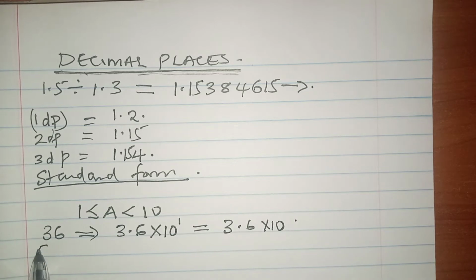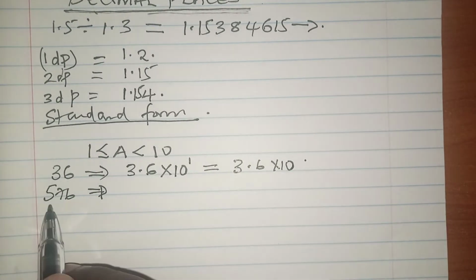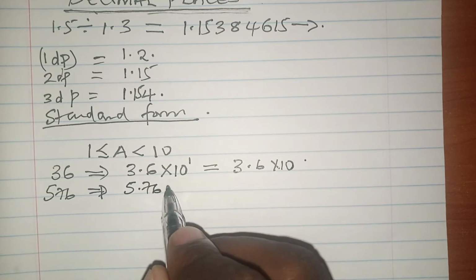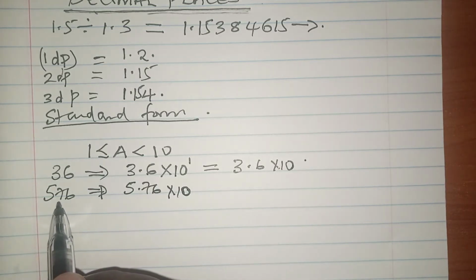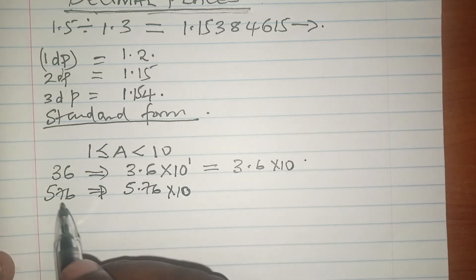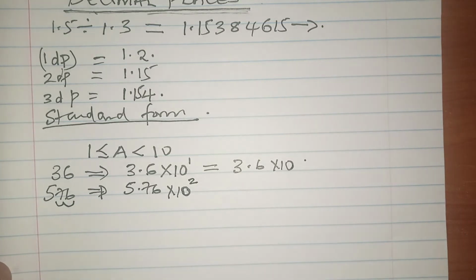What if we have 576? How do we write this number? We need a number that is between 1 and 10, which is 5.76. So 5.76 times 10. How many steps does the decimal point have to move to the right to maintain the value of the original number? 2 steps, which is 1 and 2. So raised to power 2.